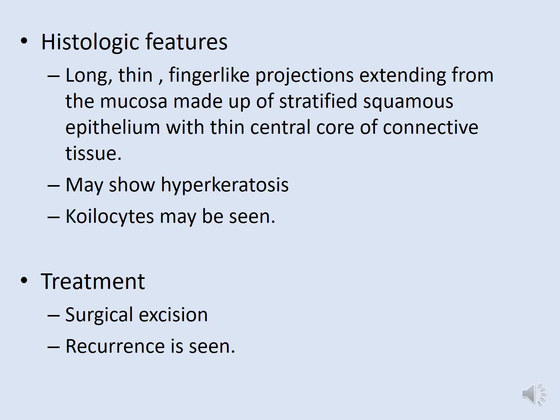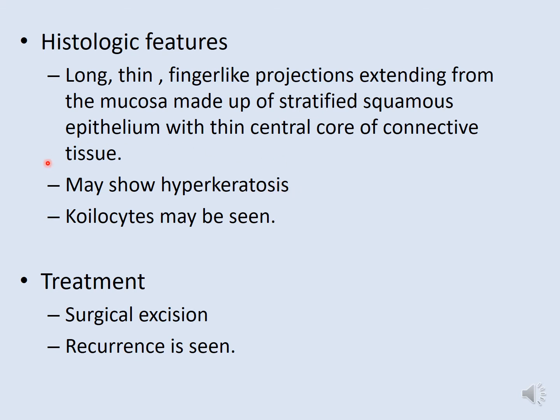Now, histologically, these lesions present as long, thin finger-like projections which extend from the mucosa, made up of stratified squamous epithelium with a thin central core of connective tissue. I'm going to explain this further in the coming slides. So basically it's an exophytic growth with finger-like projections lined by stratified squamous epithelium with a central core of connective tissue. They may show hyperkeratosis. If it's hyperkeratotic, the lesion is going to appear white. If it's not keratotic, then the lesion is going to appear pink.